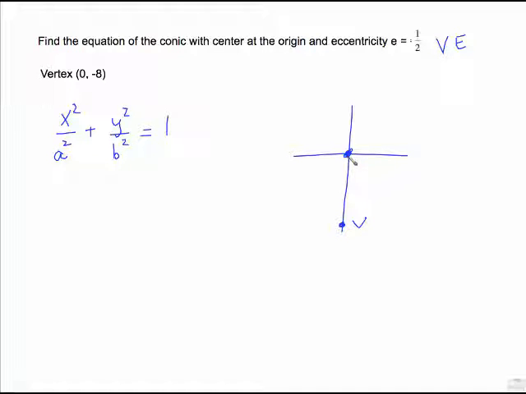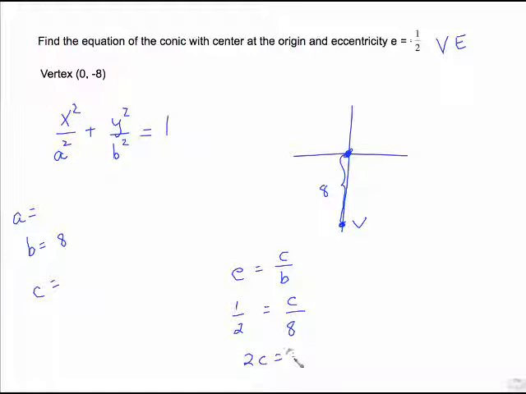Because this is a vertical ellipse, this distance right here, which is 8, is my b value, because b always goes with the vertical component. So I need to find a. I can find a by using this c value. We know that e is c over b. It is c over b because this is a vertical ellipse. So c over b, c which we don't know, over 8 which we do, equals the eccentricity, which is 1/2. Cross multiply and solve.